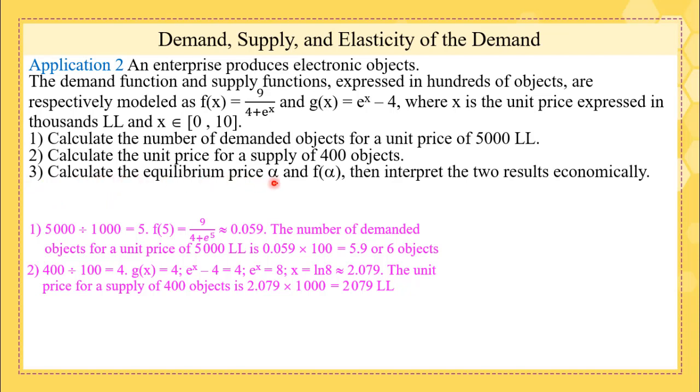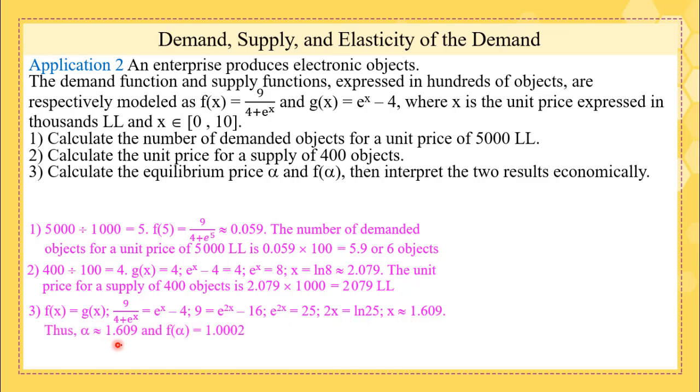3. Calculate the equilibrium price alpha and f of alpha, then interpret the two results economically. In order to calculate the equilibrium price alpha, we need to solve the equation f of x equal g of x. So we solve the equation f of x equal g of x, and we get x approximately equal to 1.609. Thus, alpha is approximately equal to 1.609 and f of alpha equals 1.0002.